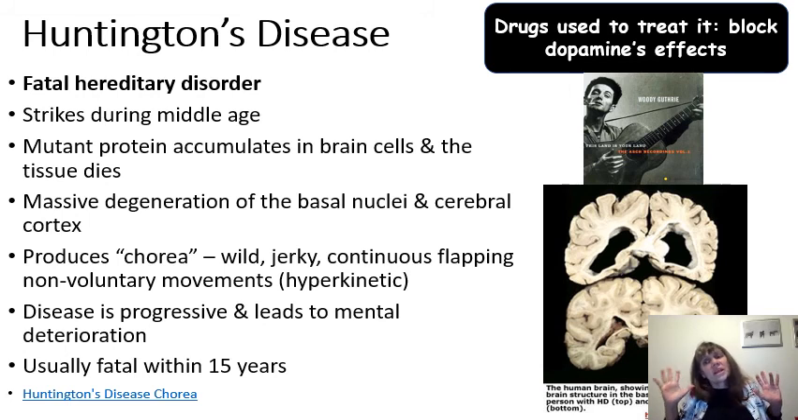Huntington's disease produces this slow, wormy chorea, or sometimes wild, jerking, continuous flapping, non-voluntary hyperkinetic motions. The disease is progressive. It usually leads to mental deterioration and is usually fatal within 15 years. There are videos that you can watch. Huntington's disease chorea is a video you can look up. I don't have a link for that in Blackboard, but if you're interested in seeing it, you can watch it on YouTube.